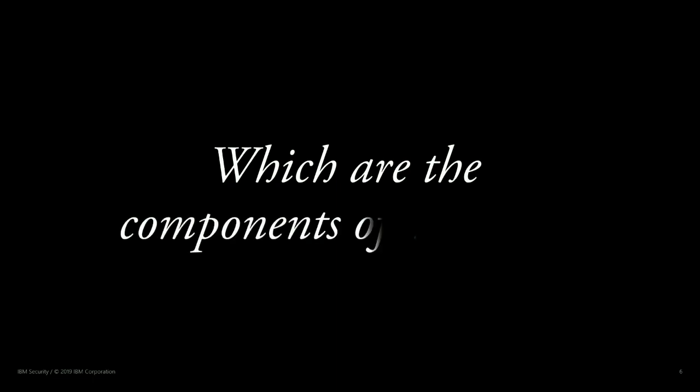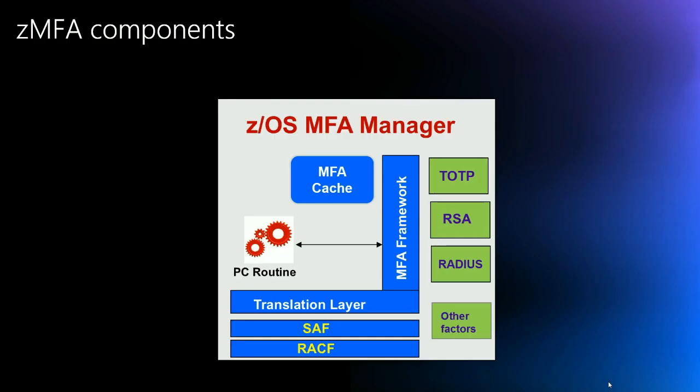What are the components of zMFA? zMFA is a software product that runs as a process, typically a started task, on your z/OS system. It is closely integrated with RACF, that is the repository of all authentication factors. RACF provides the security policy in order to decide which user can be an MFA user, which factor a user can use, and how many factors the user has to satisfy to be authenticated.